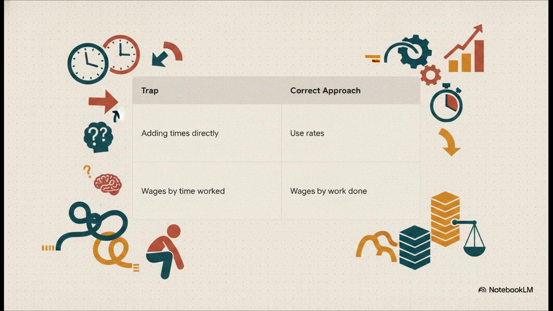Another trap, which we kind of just touched on, never distribute wages by time worked. Think about it in real life. If I work super slowly for 10 days and you work incredibly fast for 2 days to finish the exact same project, we don't get paid based on the days. We distribute the money by the actual units of work done. Don't let them trick you on test day.